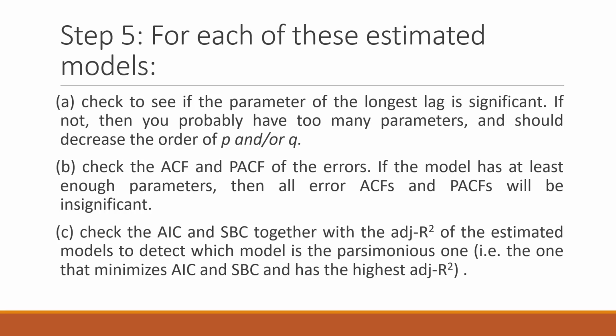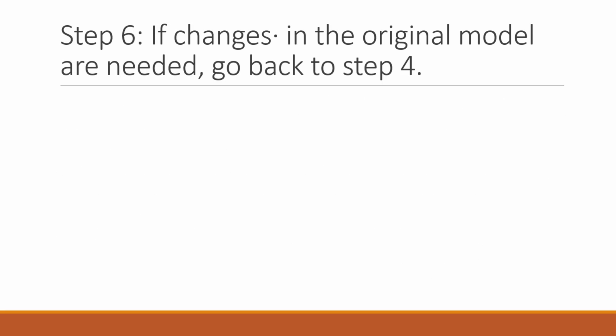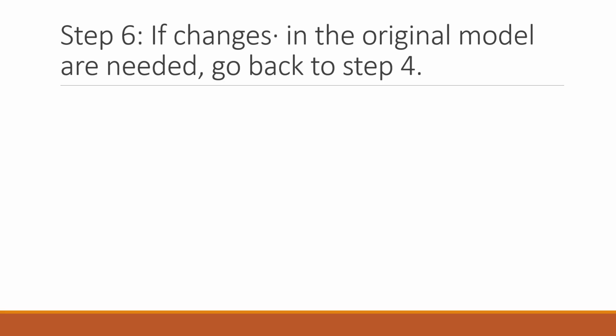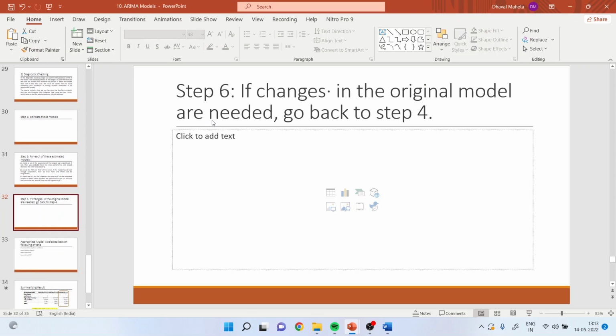Third thing which you have to see is check the AIC and SBC together with the adjusted R square of the estimated models to detect which model is the parsimonious. Step 6. If changes in the original model are needed, go back to step 4. Now let's try to carry out this analysis in EViews.